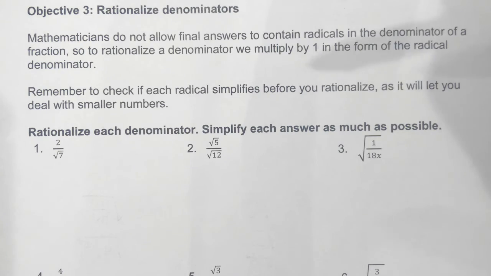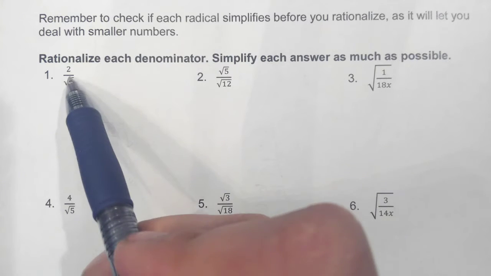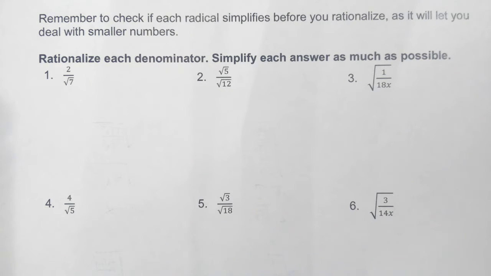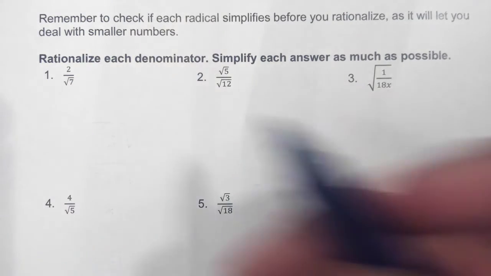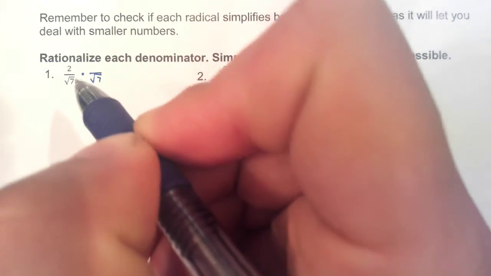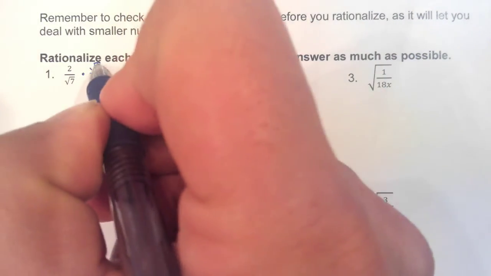Okay, so let's look. This is what I'm talking about. You can't have a final answer that has a radical in the denominator. So to get rid of that, you multiply by 1, but in the form of whatever that radical is. So you'd multiply by 1, which is the square root of 7 over the square root of 7.